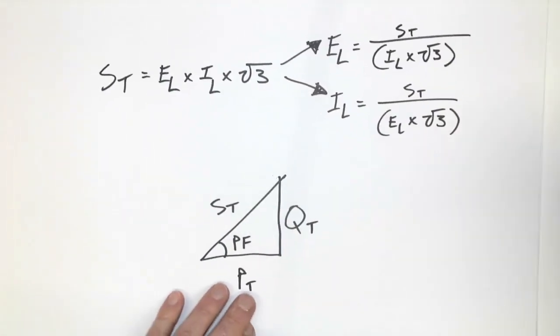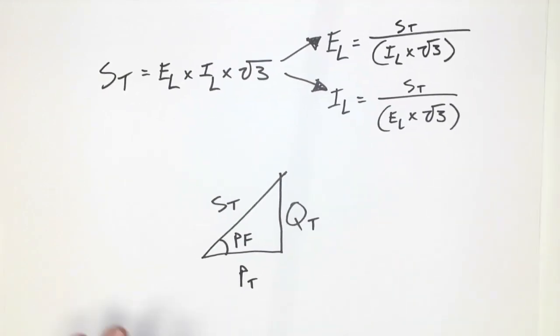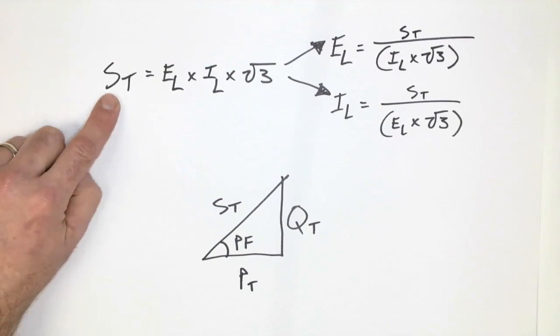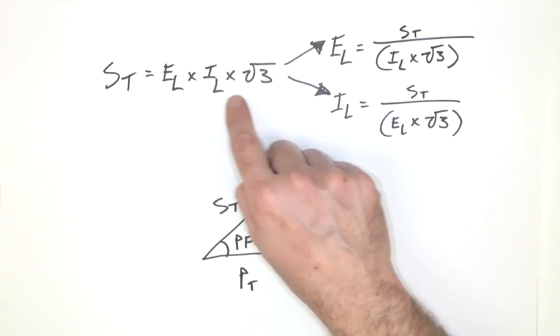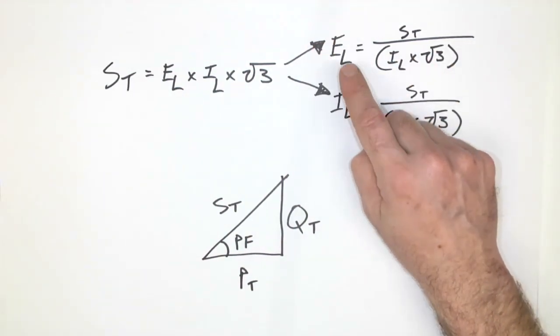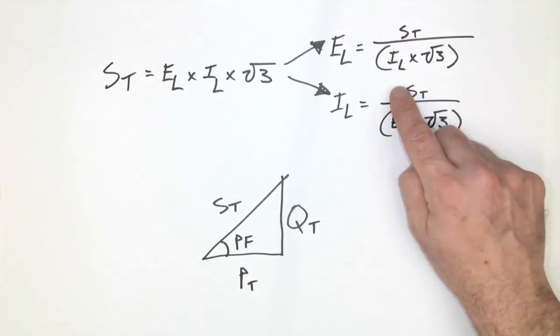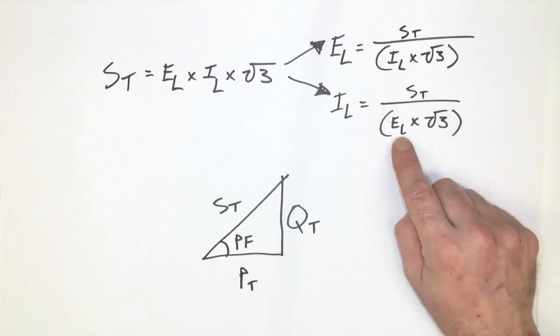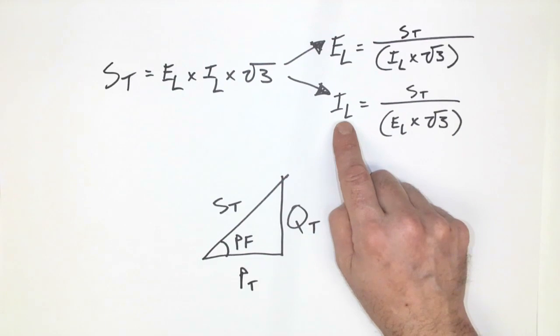Now, the first equation is, like I said, by far the one used the most. E line times I line times root 3 equals the total VA of our load. In addition to that, we can easily transpose this equation to give us the line voltage if it's unknown, but more often the line current. If we're given the total S of the three-phase load and we know the line voltage, then we can use this equation to determine what the line current will be.